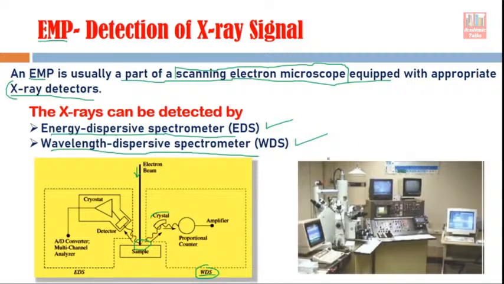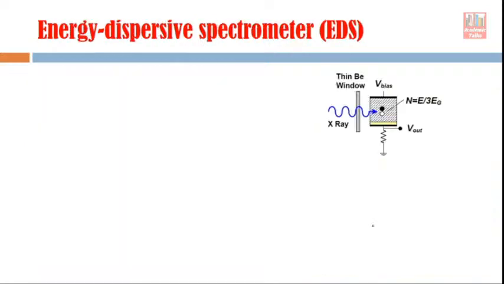So this is one picture of an EMP, electron microprobe setup, which is used in some laboratory. It's a very sophisticated equipment, and all this chamber you see is a high vacuum chamber. So now let's discuss this energy dispersive spectrometer technique for detecting the X-rays.